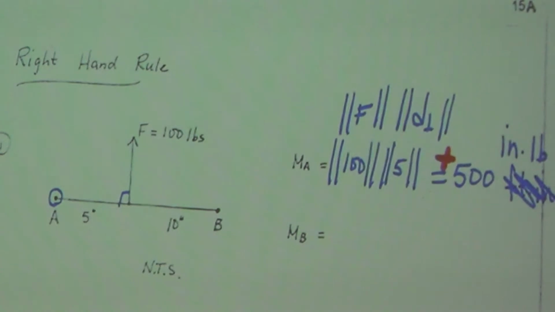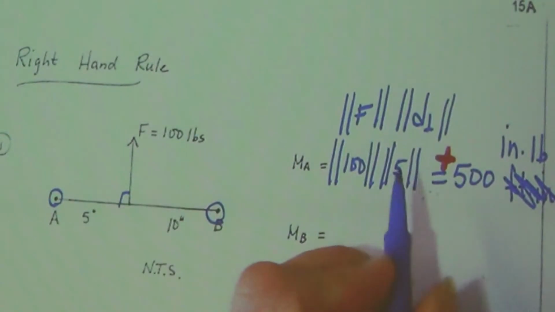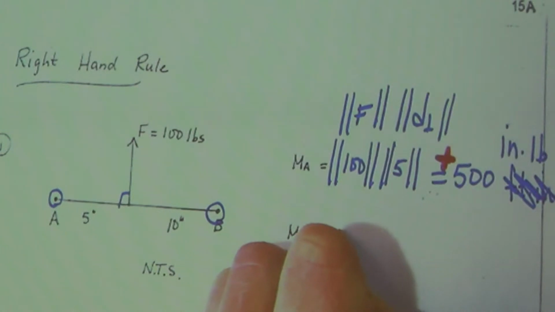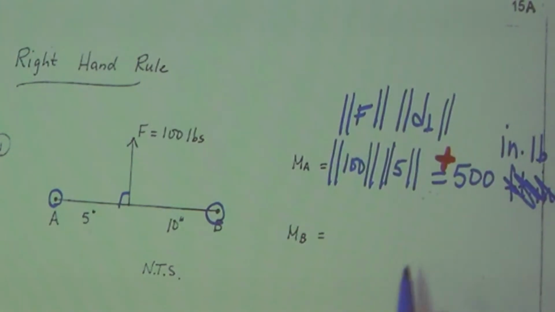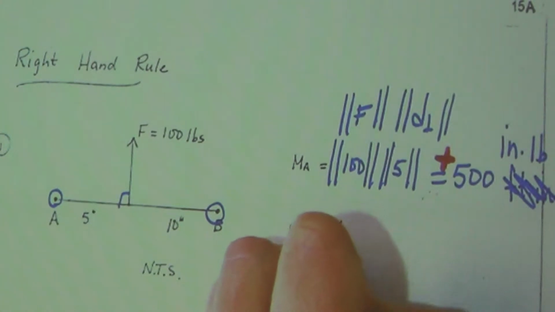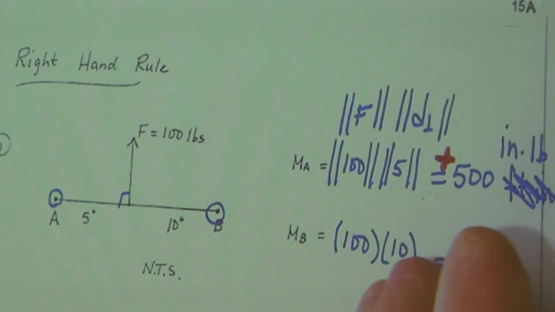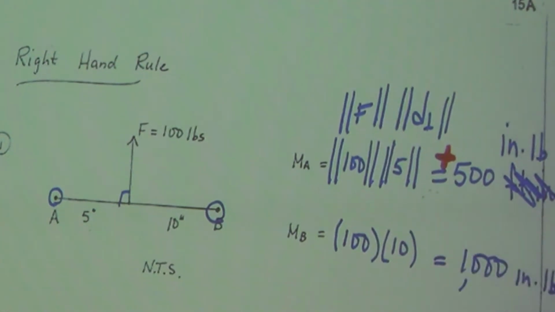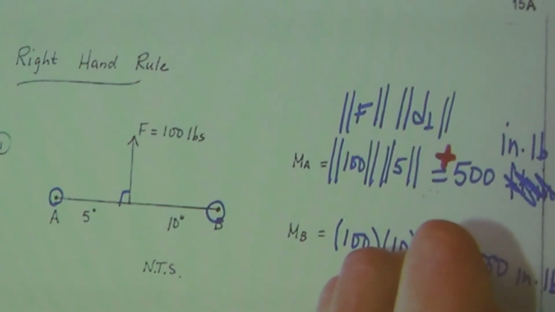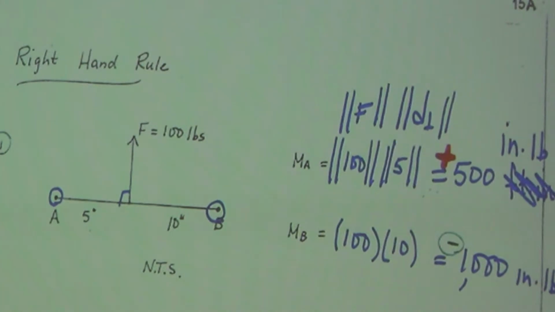Okay, Lucas, next one. Now I want to find the moment about B. So what do I multiply? We can leave the absolute value symbols off now. Force is 100 times, and what's the distance? 10 inches. So we got 1,000 inch pound again. Positive or negative? Fingers go in the direction of force, palm goes, what'd you got? I think it's negative. Lucas, fingers go in the direction of force, palm goes towards the point B that I'm trying to find the moment about, and I get a negative.